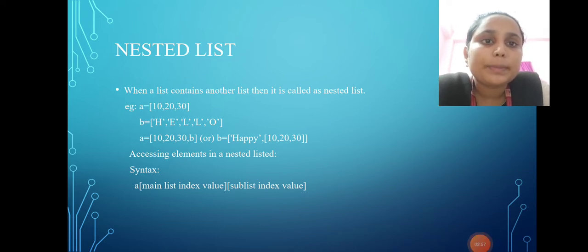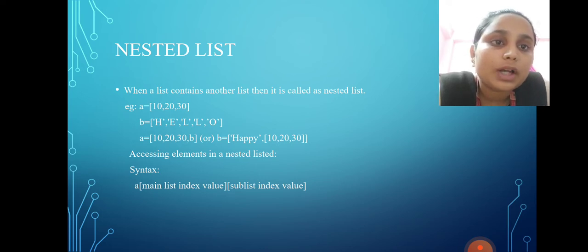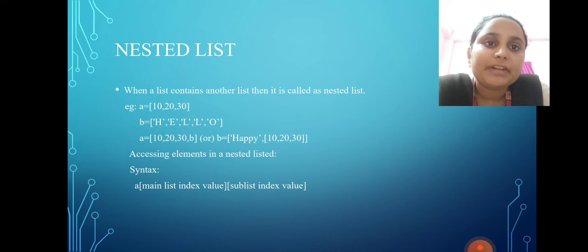Let's discuss the next topic called nested list. When a list contains another list, then it is called as nested list. Example, A is equal to [10, 20, 30] and B is equal to "hello". A is equal to [10, 20, 30, B], where B is also a list, or B is equal to ["happy", [10, 20, 30]]. It is also a list which is in the form of another list. When a list contains another list, then it is called as nested list.